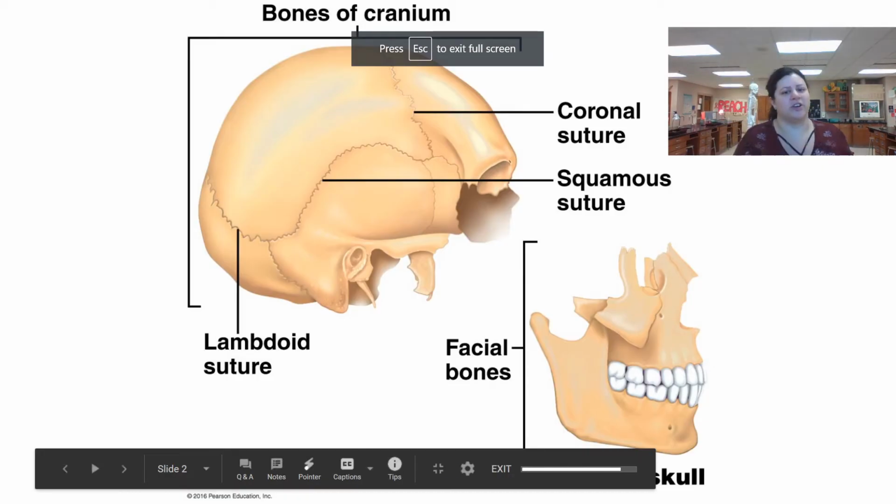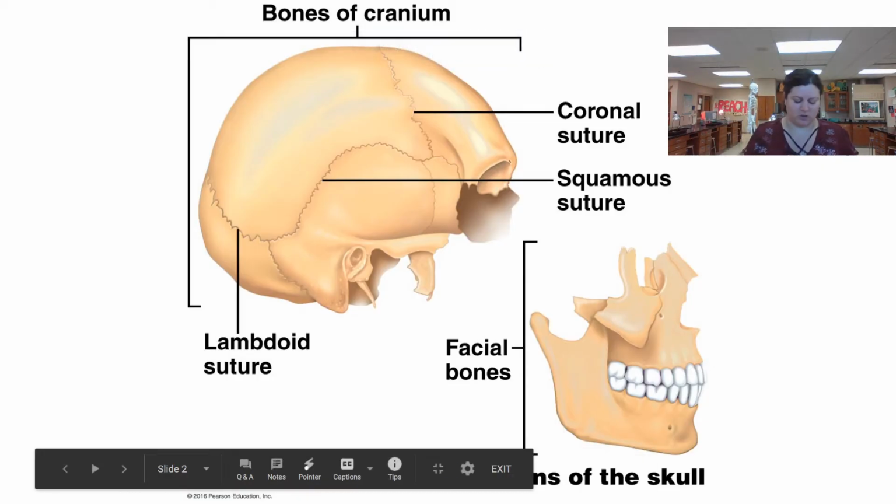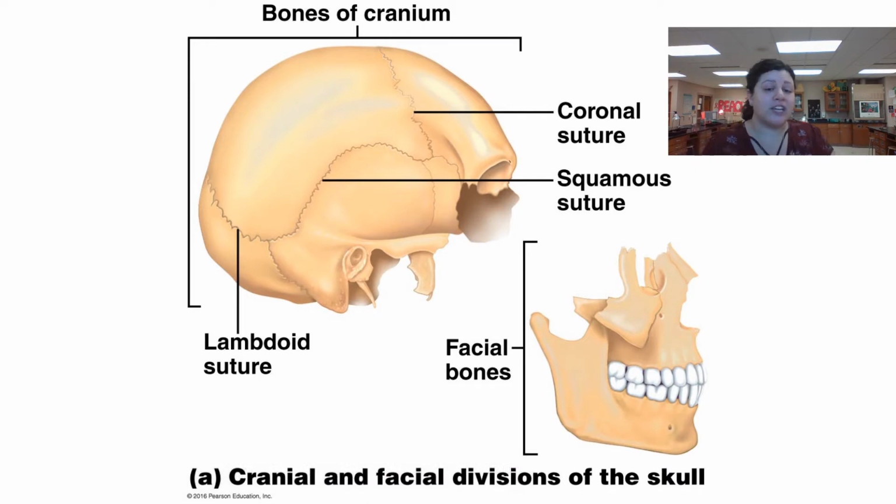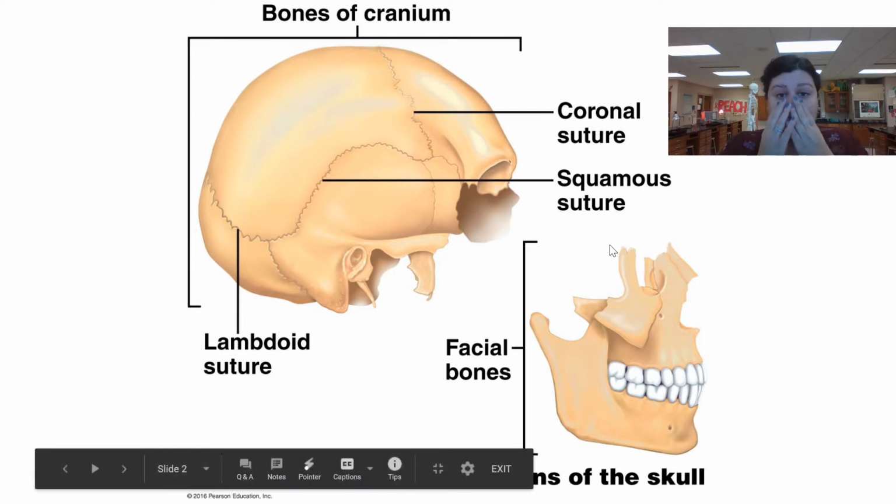So today we're talking about the skull, and the skull is made of the cranial bones and the facial bones. The cranial bones are like the top of the head, so they're probably the ones that you've already heard of up here, like frontal or parietal. And then the facial bones make up our face.